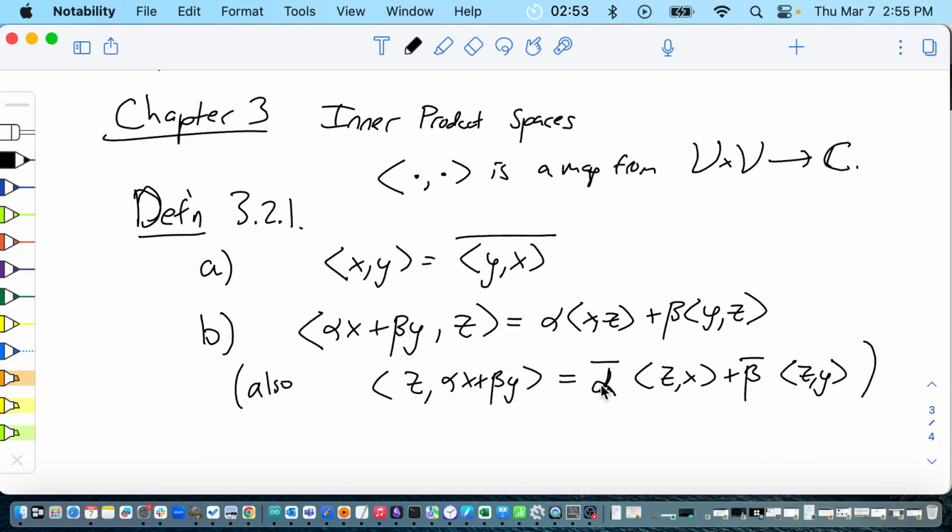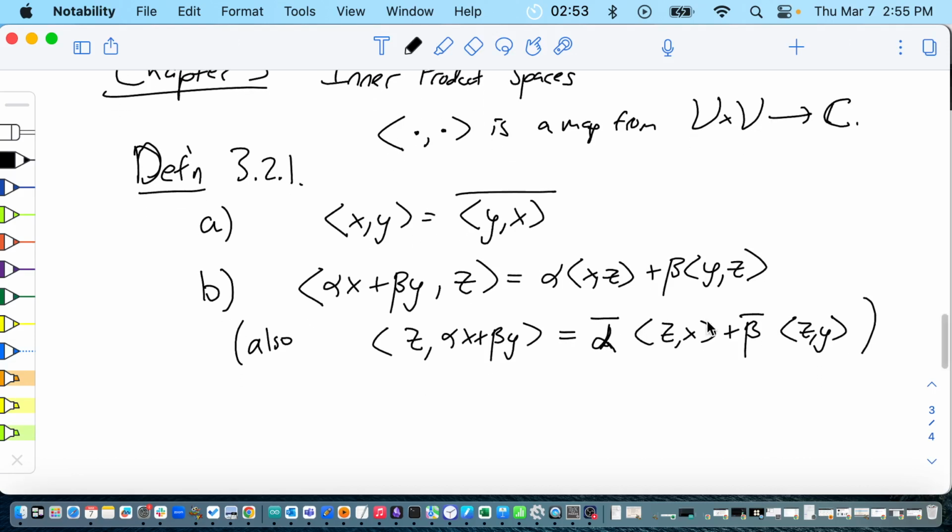Okay, so those are the properties that we want. Then we have the typical things. The whole point is we want the norm of x squared to be the inner product of x with itself. So we better also ask for the inner product of x with itself to be greater than or equal to 0.